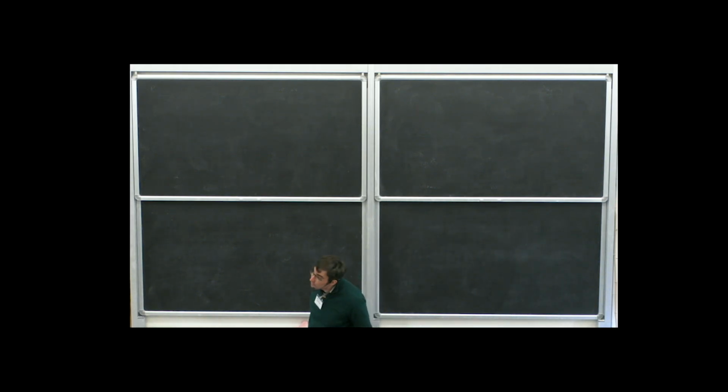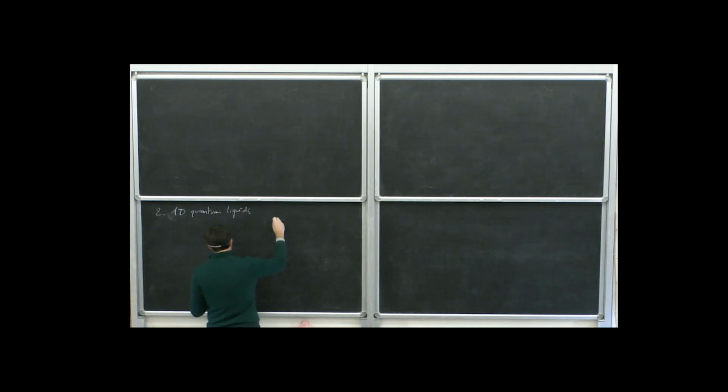For this second hour, I would like to sketch briefly how the same techniques appear when one thinks about one-dimensional quantum liquids. So, 1D quantum liquids. These are called Luttinger or Tomonaga-Luttinger liquids.